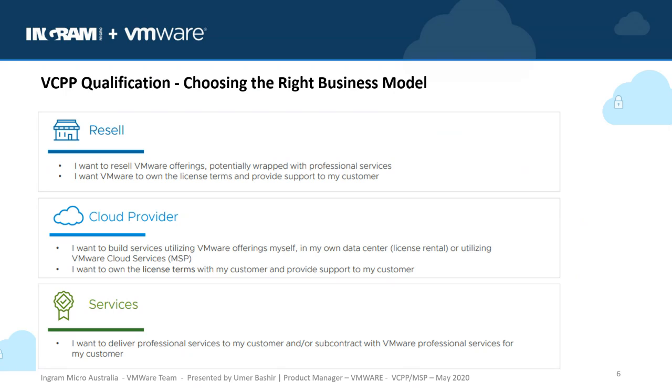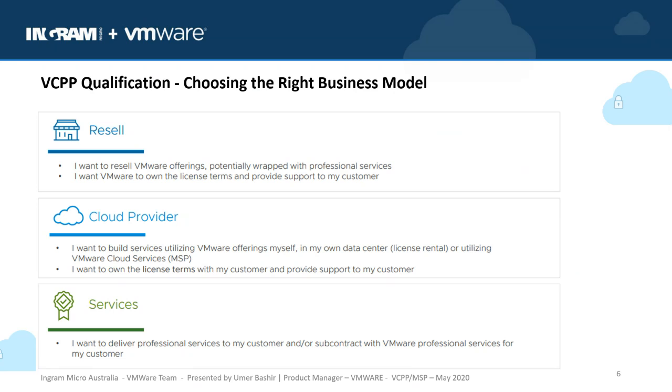One is the cloud provider, when you want to build up your own data center and you want to host the licenses and then top it up with your own PSO services in the process. And that's called the VCPP rental model. It's a consumption-based model. And that's the first part where you say, I want to build a service utilizing VMware, offering it myself in my own data center. That's the license rental, or utilizing VMware cloud services. And that's a time where you want to capitalize or leverage upon VMware's data centers.